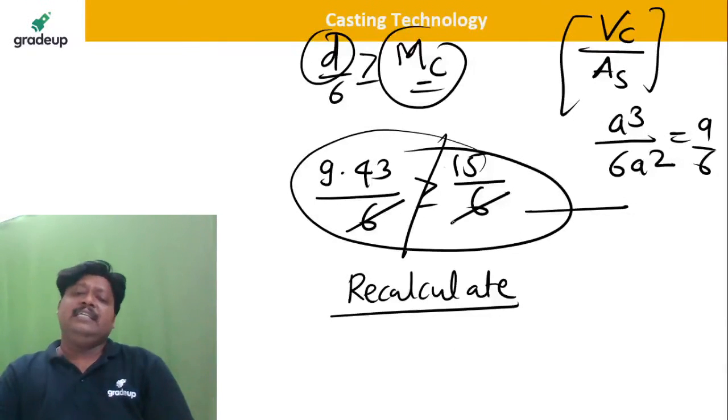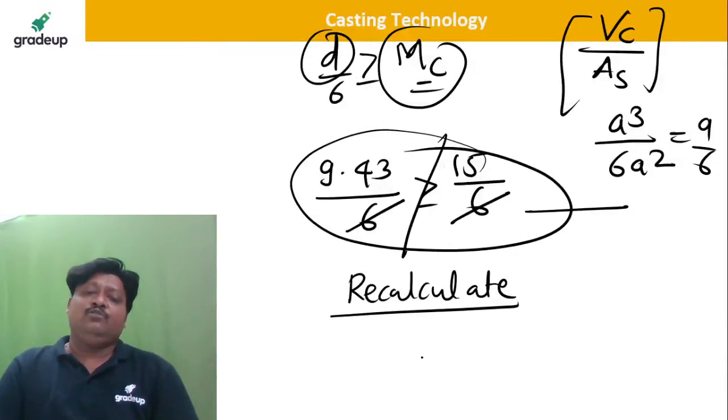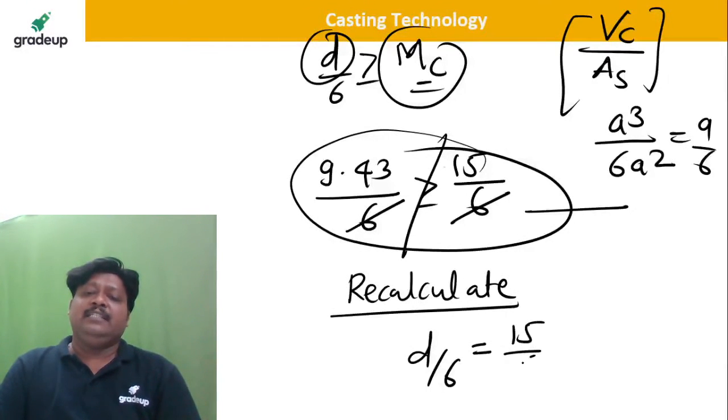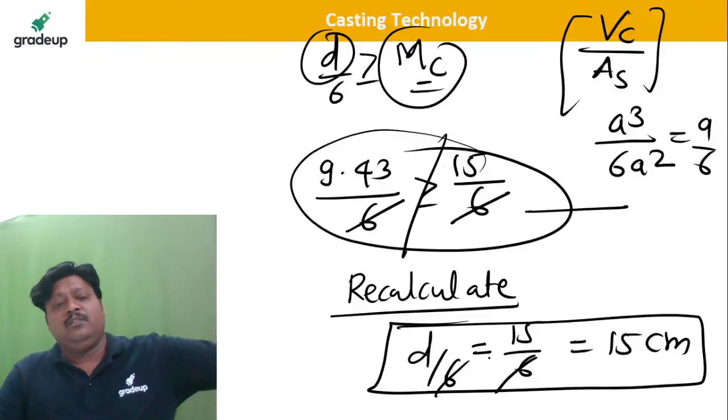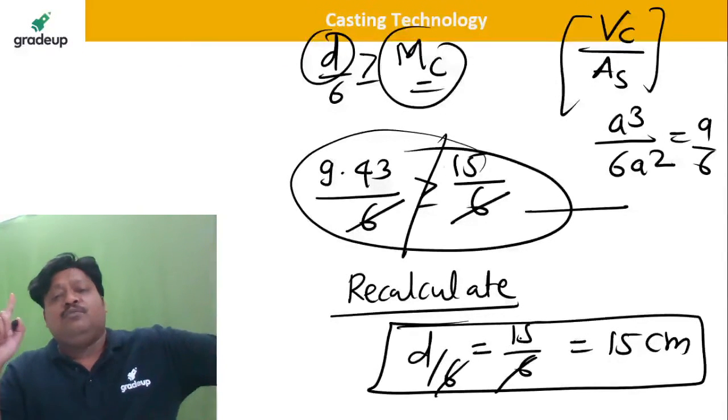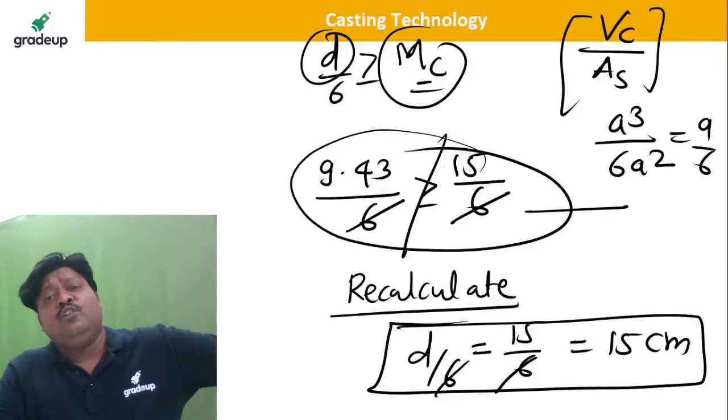So that is the reason why when I recalculate, d by 6 should be equal to what? This 15 divided by 6, that is diameter should be equal to 15 centimeter. So this is the correct answer, dear students. 9.43 cannot be the correct answer because, even though it is satisfying the volume condition, the very important condition is that it should also satisfy the sufficient condition, that is riser should solidify after the casting only.